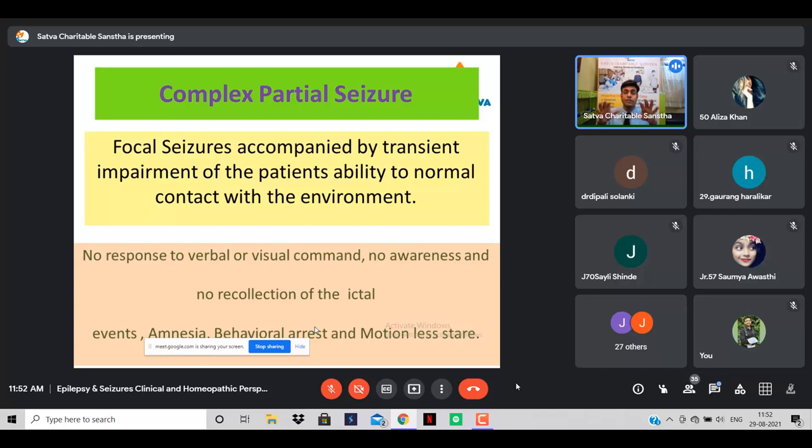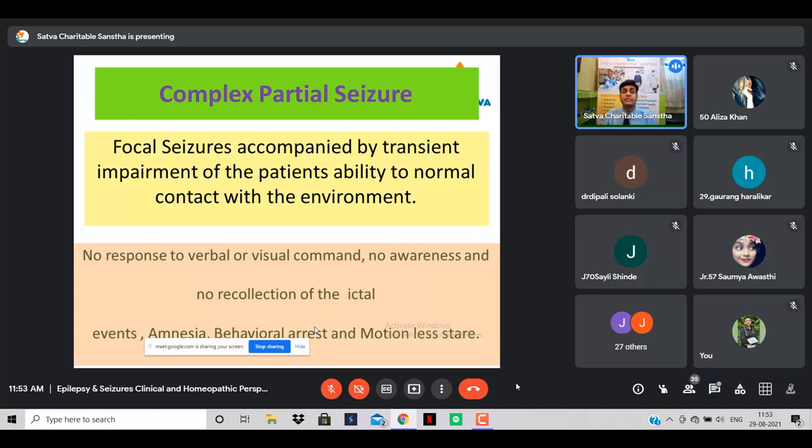So now we are done with simple partial seizure, which is further divided into motor, sensory, autonomic and psychic symptoms. Now we talk about complex partial seizure. Again, the word partial means focal, or a local area of the body is getting involved. But when the word complex is added to it, it means loss of consciousness is there.